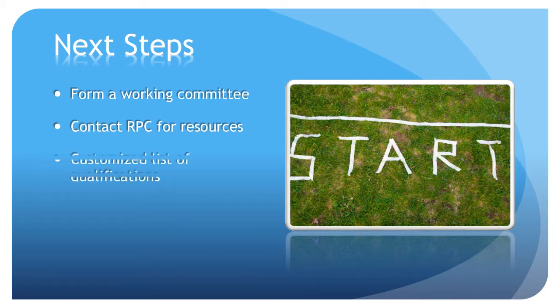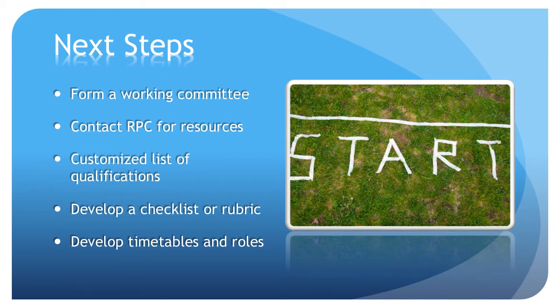Be sure to create a customized list of qualifications that you think best match your community and coalition needs. It's also a good idea to develop a checklist or rubric for scoring applications once they start coming in. This will provide a more efficient and objective method of managing applications. Finally, the first step for the working committee should be to develop timetables and specific roles.